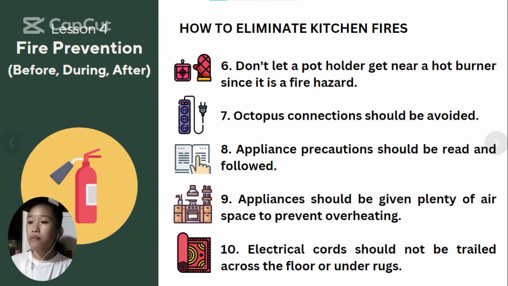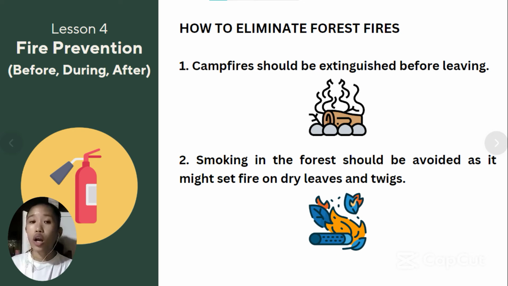So number 8, appliance precautions should be read and followed. Dapat basahon o i-follow pag maayong mga instructions para makaprevent o mga accidents. And number 9, appliances should be given plenty of airspace to prevent overheating. And then lastly, number 10, electrical cords should not be trailed across the floor or under rugs. Dapat ibutang ito sa tama nga butanganan kay it can also cause tripping hazard and expose fires and can also damage sockets.